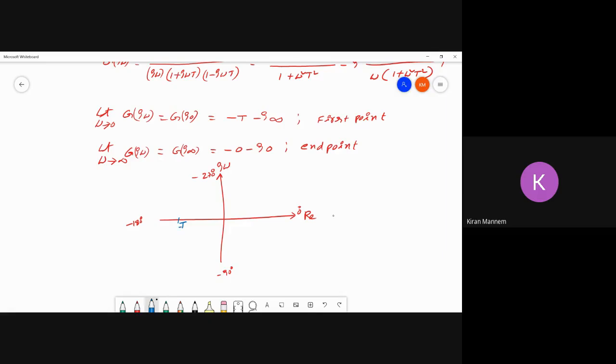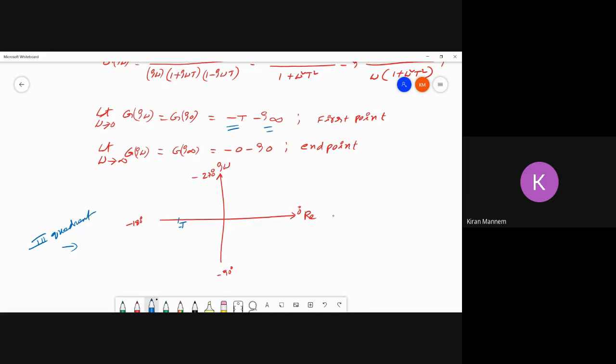And what is the imaginary value? It is minus j infinity. It is minus t and minus infinity. Where do you find these negative real and imaginary values? In the third quadrant, right? In the third quadrant, you have negative values.